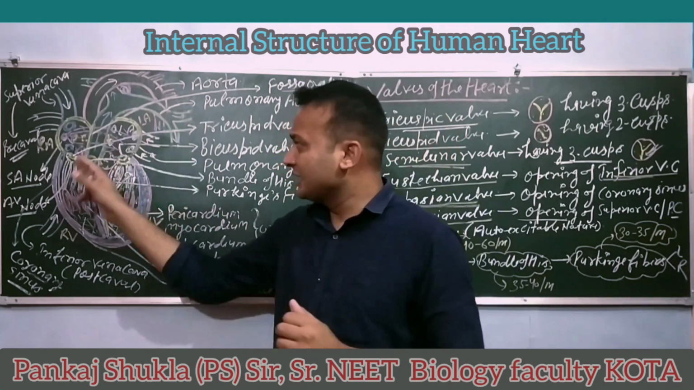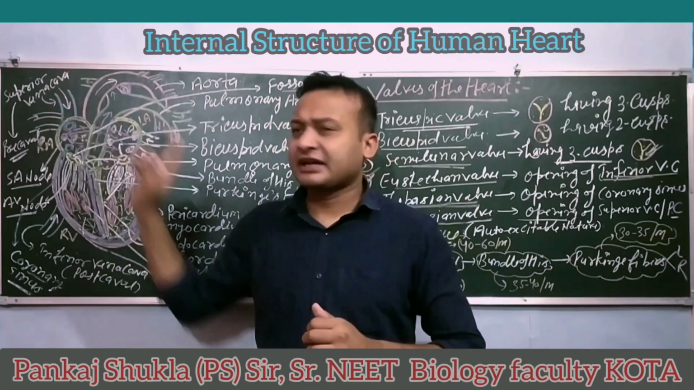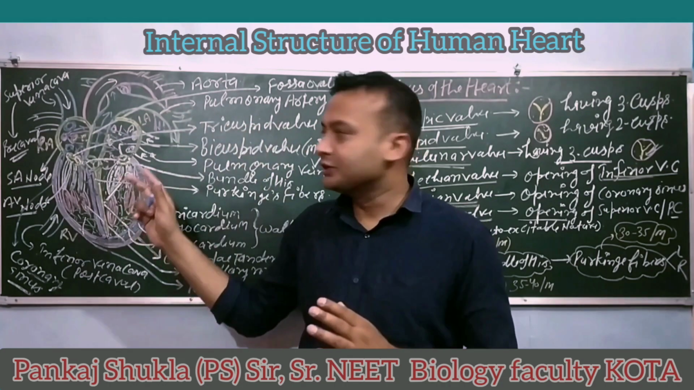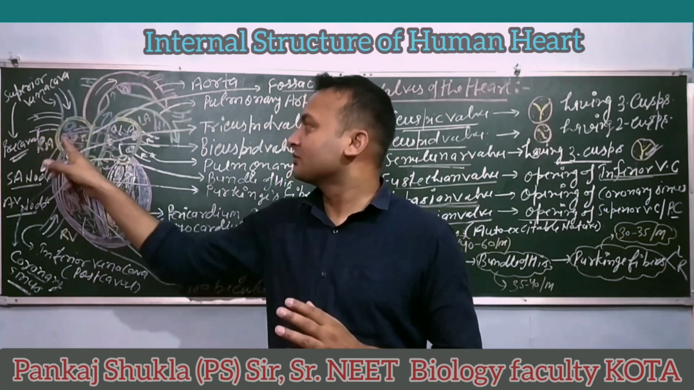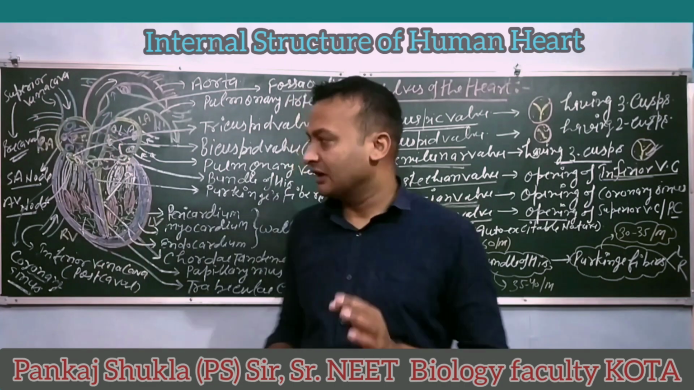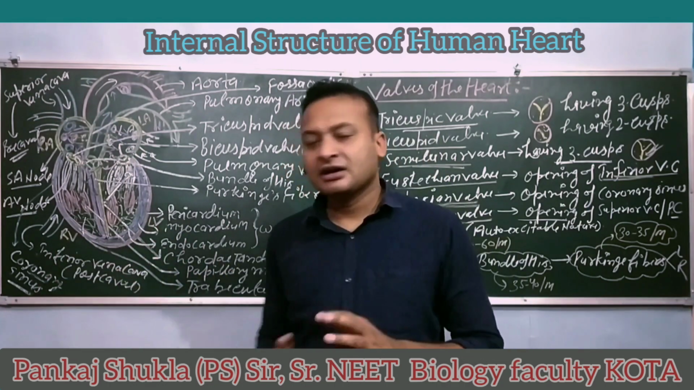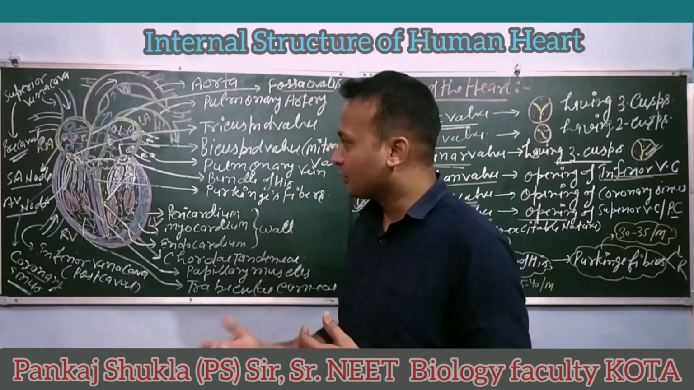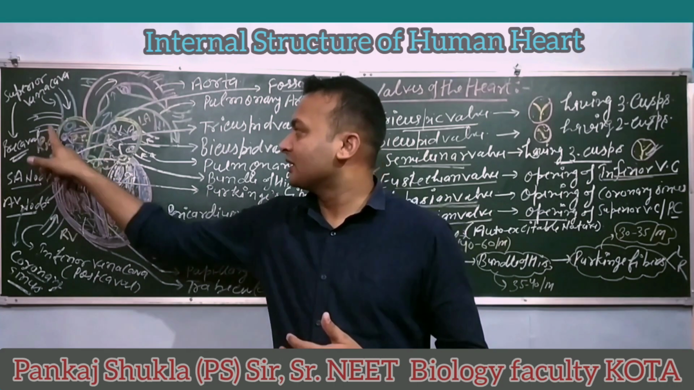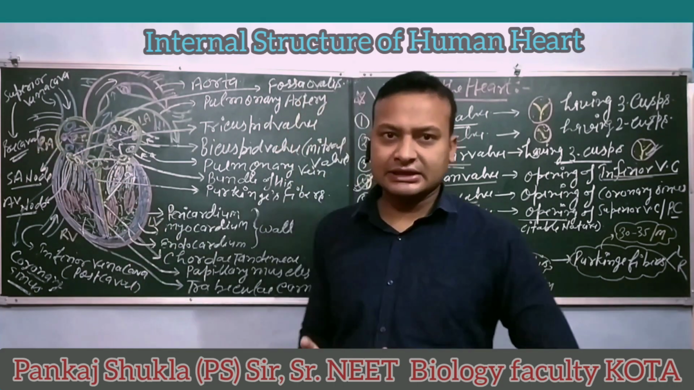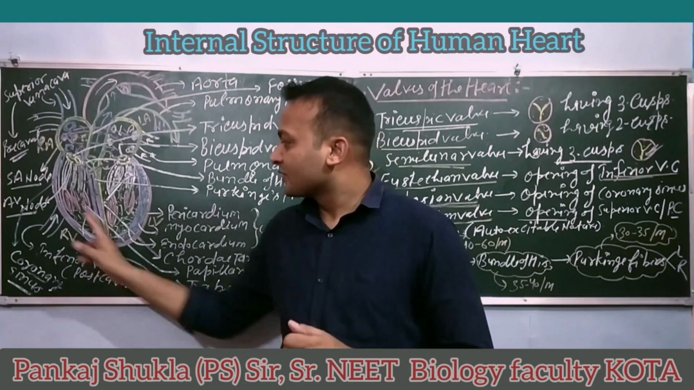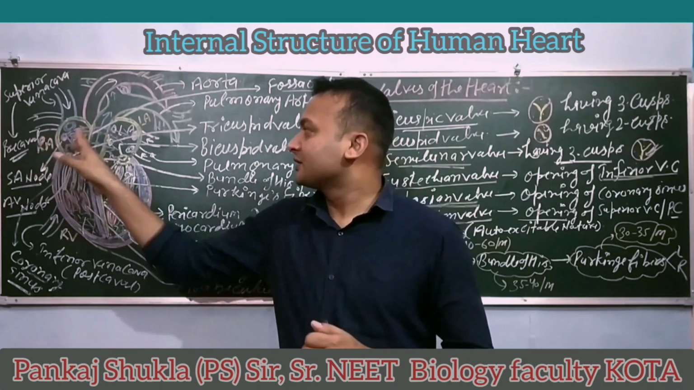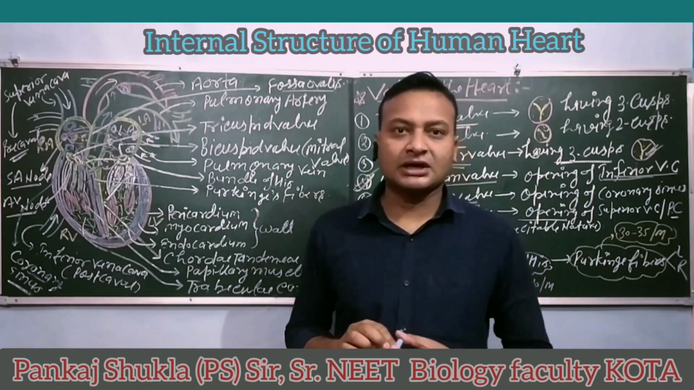In the right auricular region, the superior vena cava carries blood from the upper part of the body and opens into the upper side of the right auricular region. It is also called precaval. The inferior vena cava, called postcaval, carries blood from the middle and lower part of the body and opens into the lower side of the right auricular region. Another special vessel, the coronary sinus, opens into the right auricular region and carries blood from the wall of the heart itself.